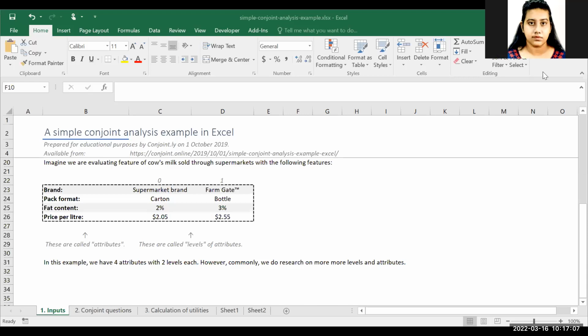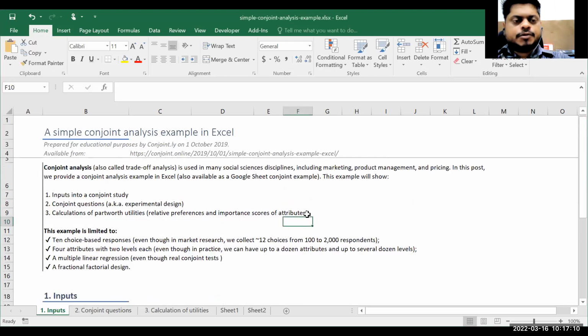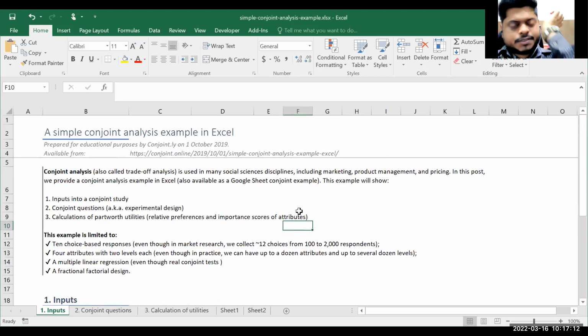Yes, sir. Okay. So think about this scenario. This is also available if you go to that site. This is the site name. Anyway, I'll share the document.